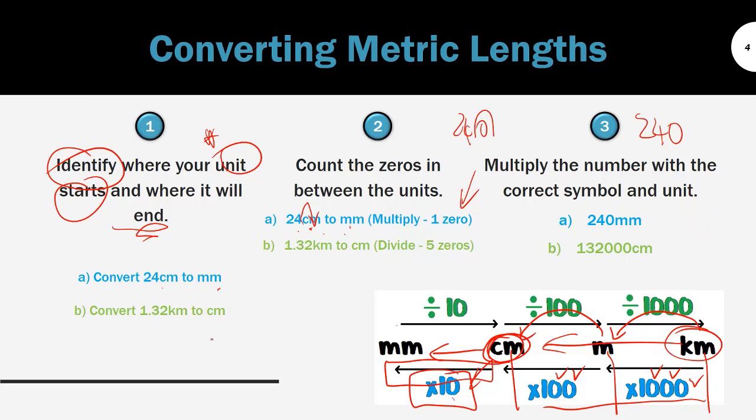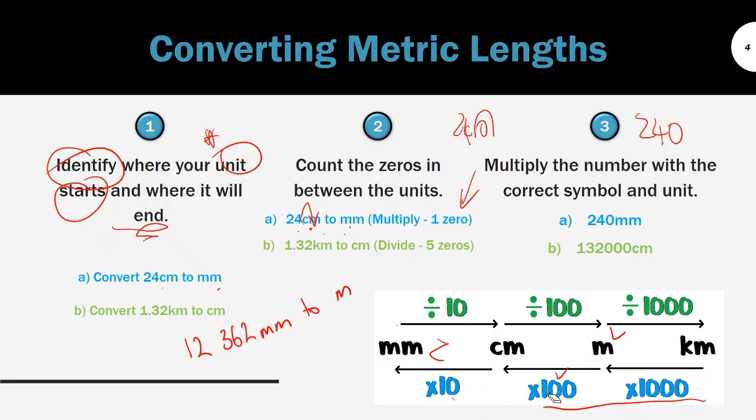Let's go 12,362 millimeters, and let's convert that to meters, okay, to meters. So let's have a look at our table here, and let's have a look at how that conversion works. So here I am, millimeters. I've got to go over to meters, okay?